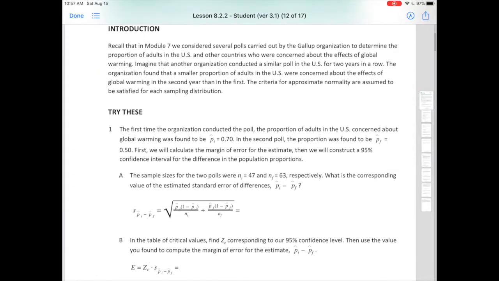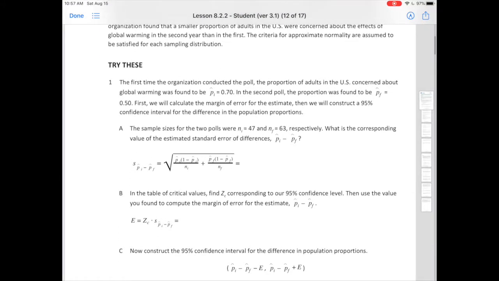Try these. In the first time the organization conducted the poll, the proportion of adults in the U.S. concerned about global warming was found to be p̂_I = 0.70. In this case, think of I as meaning initial. So the initial sample proportion was 0.70. In the second poll, the proportion was found to be p̂_F = 0.50. Again, F is being used here for final. So the initial and the final, I and F.